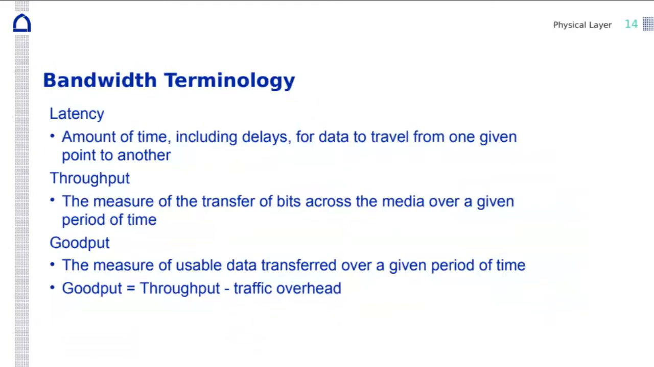We have some terminologies associated with bandwidth, such as latency, which is the amount of time, including delays, for data to travel from one given point to another. Throughput is the measure of the transfer of bits across the media over a given period of time. Goodput is the measure of usable data transferred over a given period of time. So the goodput is your throughput minus traffic overhead. The most important for us is the goodput. This is the traffic that is actually good for our data.